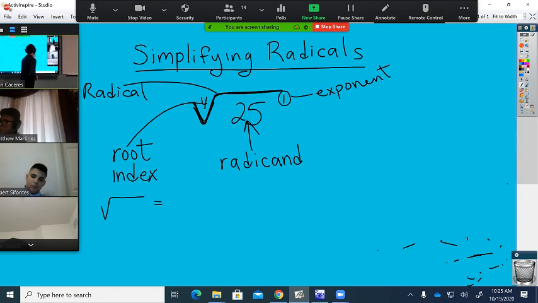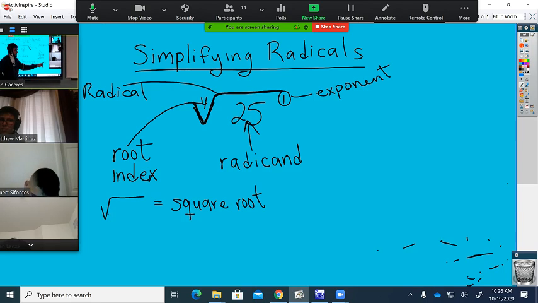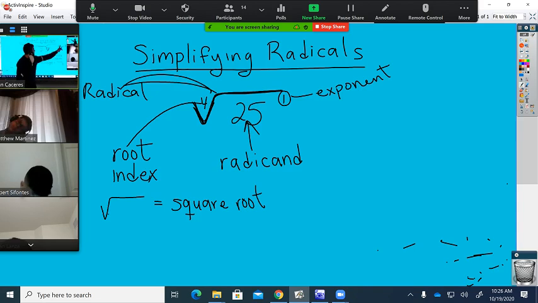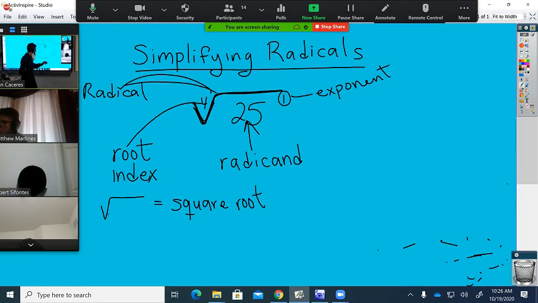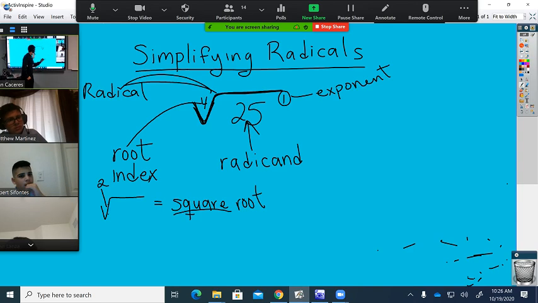This is called the square root. Now, I know this is called a radical according to our notes before, but this specific radical is called the square root because of the index. The index on a square root, if you don't see a number in there, you have to assume it's a 2, because square means 2 exponent.